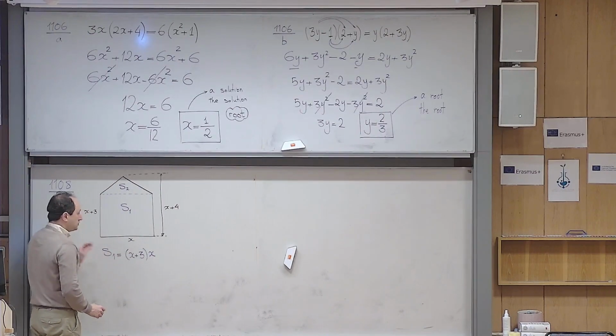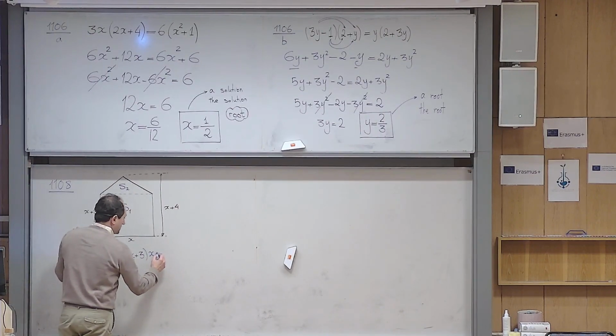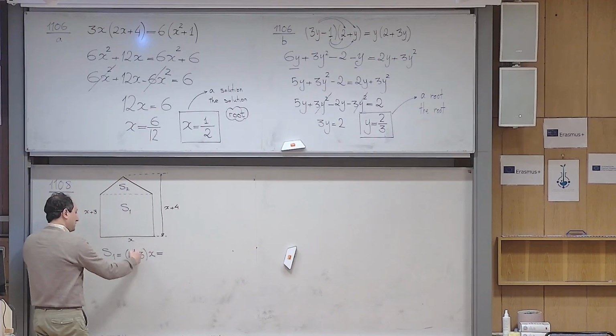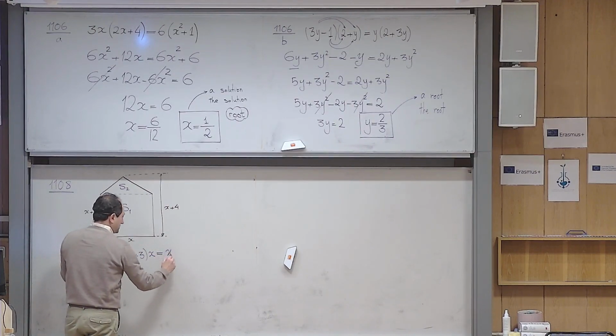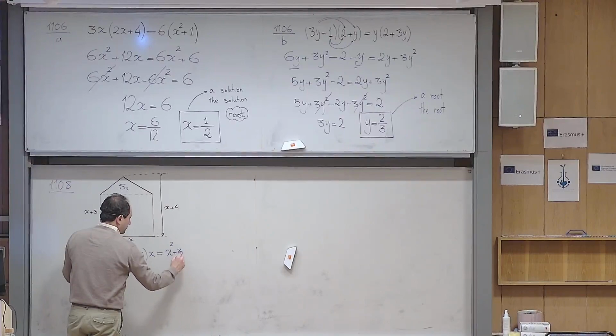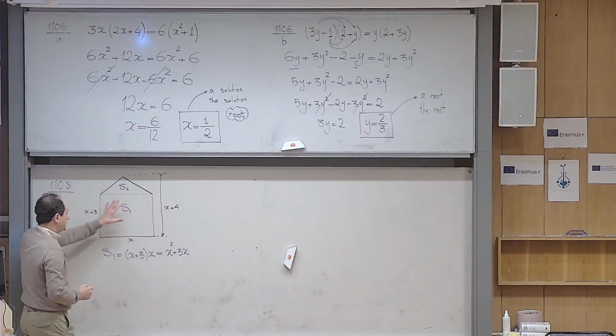But you learned how to do it. I can expand that. How? X multiplied by x. Of course, we used to multiply from the left, but it doesn't matter. You can also multiply from the right. So it becomes x squared plus 3x. That is the area of S1.